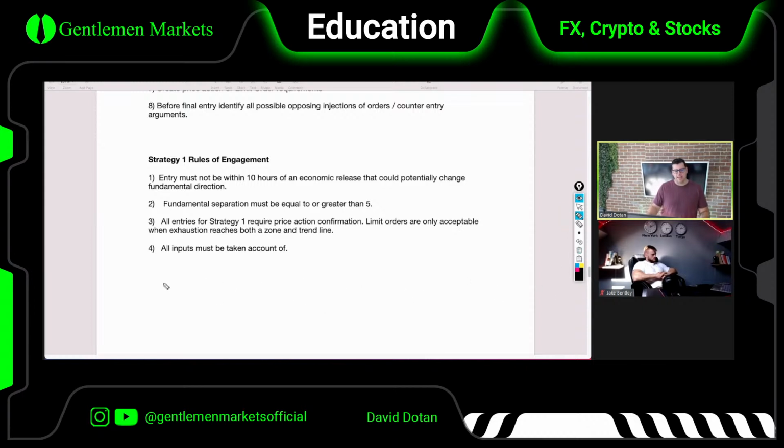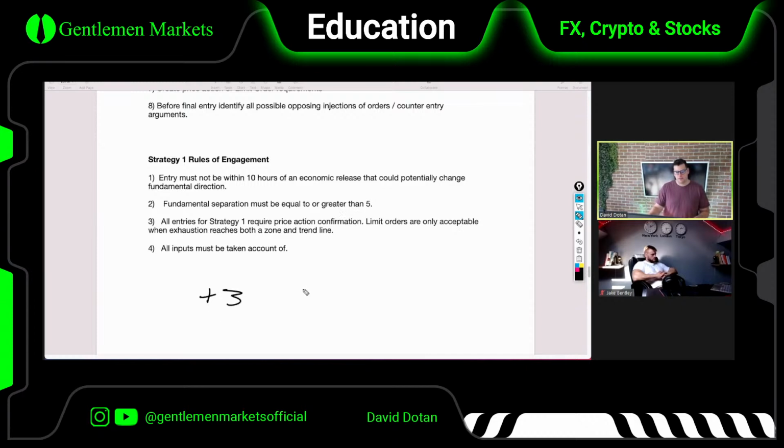If CAD is a +4 and USD is a -1, is this a separation of 5? Yes, this is a separation of 5. Good. What if, for example, CAD is at a 0 and USD is at a -4.4? Is this a separation of 5? No, it's not. Thus, this does not equal a high probability for Strat 1. So this is not in. That's what I mean. Greater than or equal to 5.